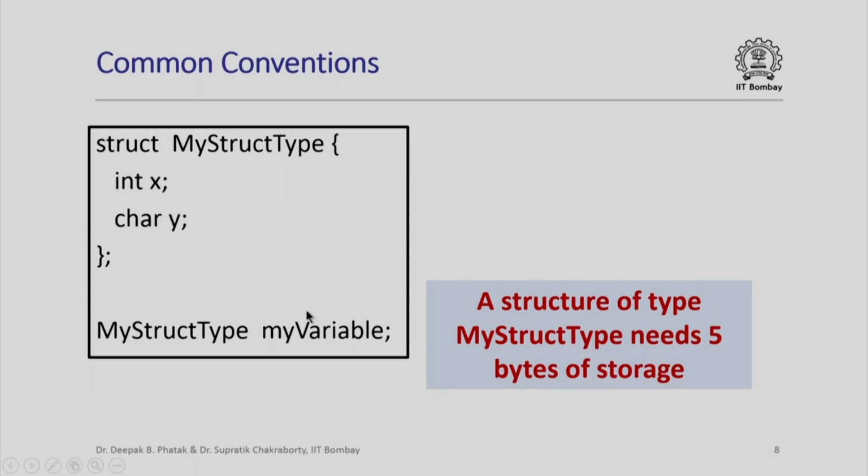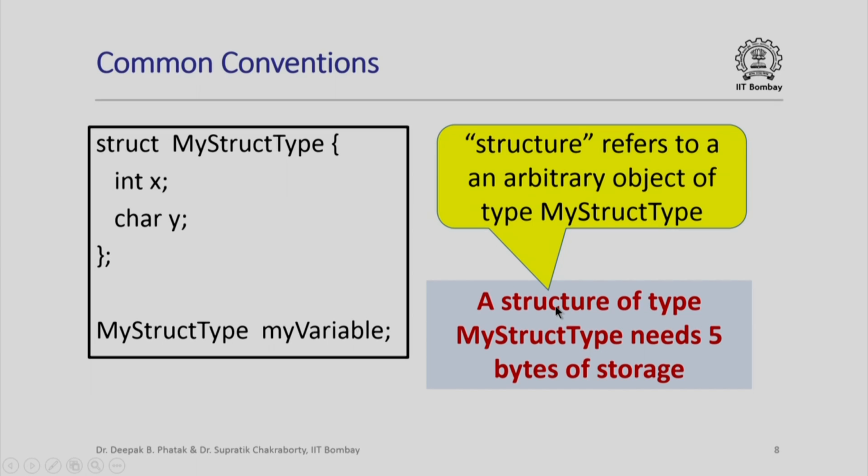Now consider this third English sentence. A structure of type myStructType needs 5 bytes of storage. So in this sentence, this word structure over here really refers to an arbitrary object of type myStructType. So as you can see that when we speak of structures in C++, depending on the context, the word structure may either refer to a specific structure type, it may refer to an object of a specific structure type, or it may refer to an arbitrary object of a given structure type.